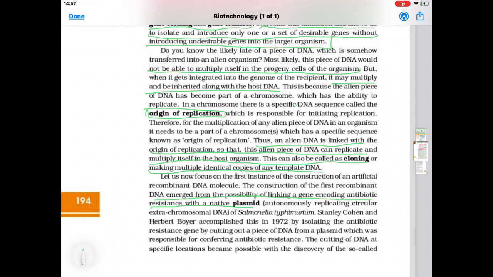So, while constructing an artificial recombinant DNA molecule, a gene which codes for antibiotic resistance was taken from a plasmid and introduced into the plasmid of Salmonella typhi.